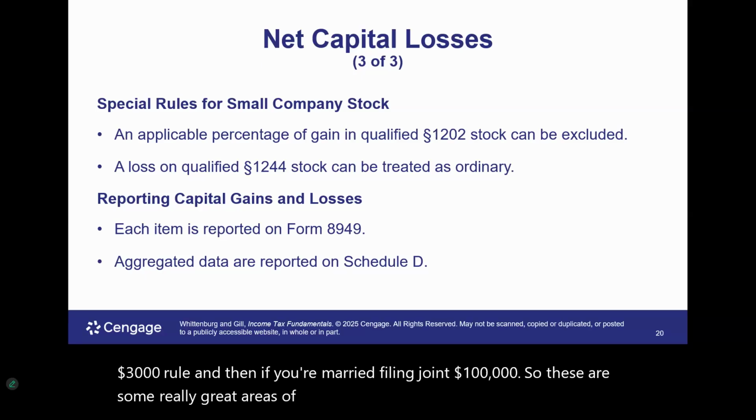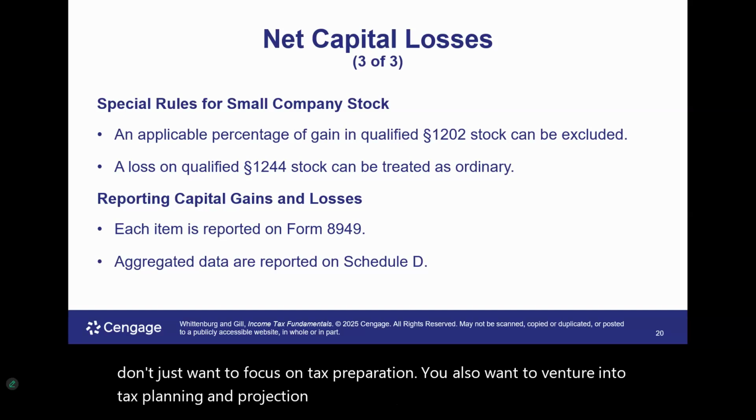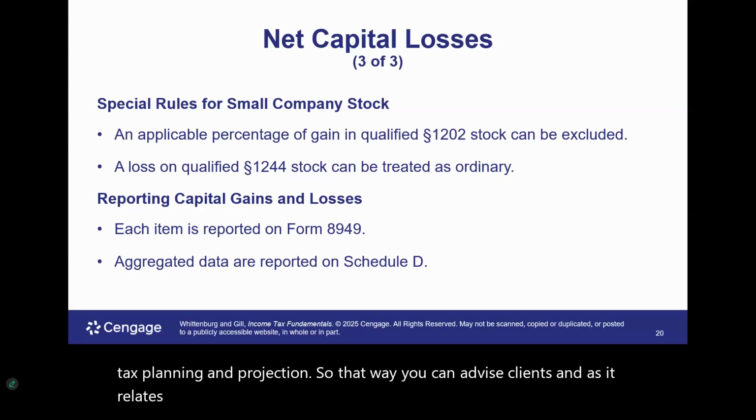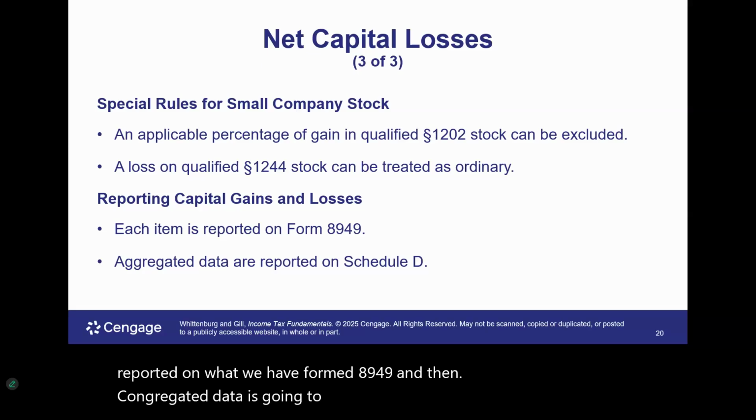And again, as a tax professional, you don't just want to focus on tax preparation. You also want to venture into tax planning and projection so that you can advise clients. And as it relates to reporting capital gains and losses, each item is reported on Form 8949, and then aggregated data is reported on Schedule D.